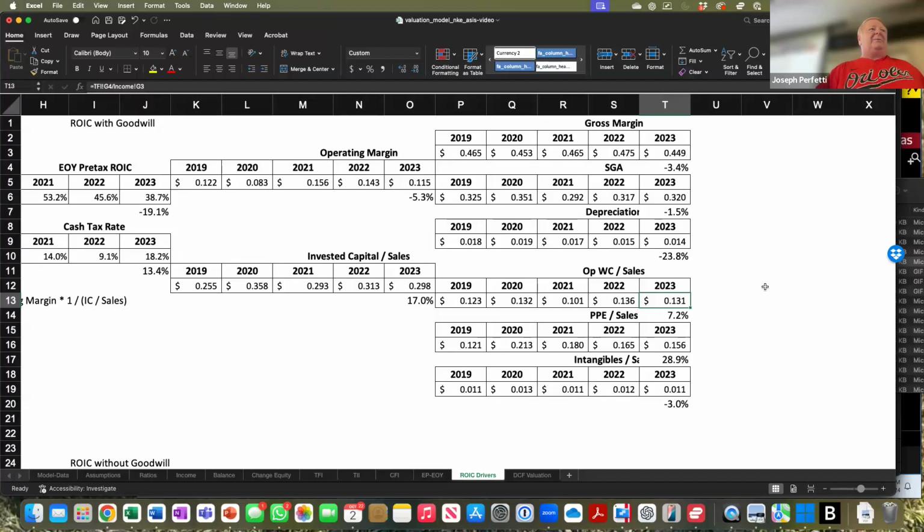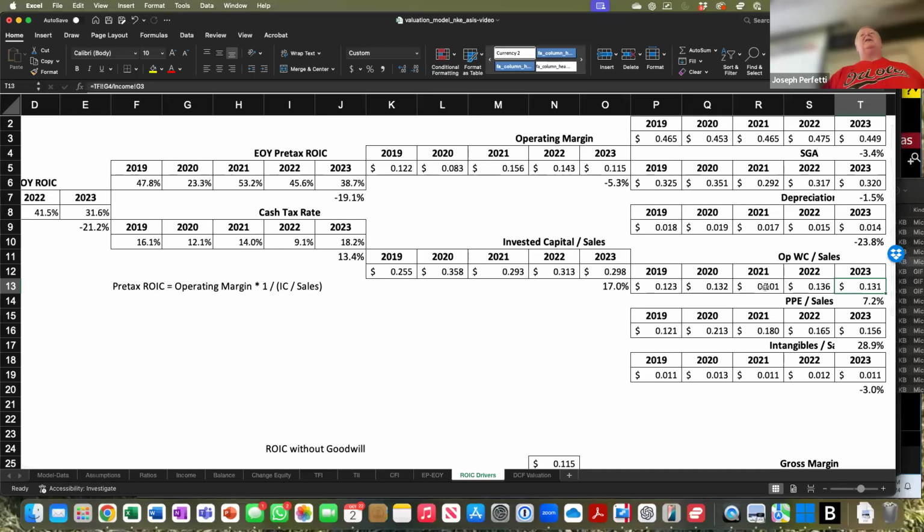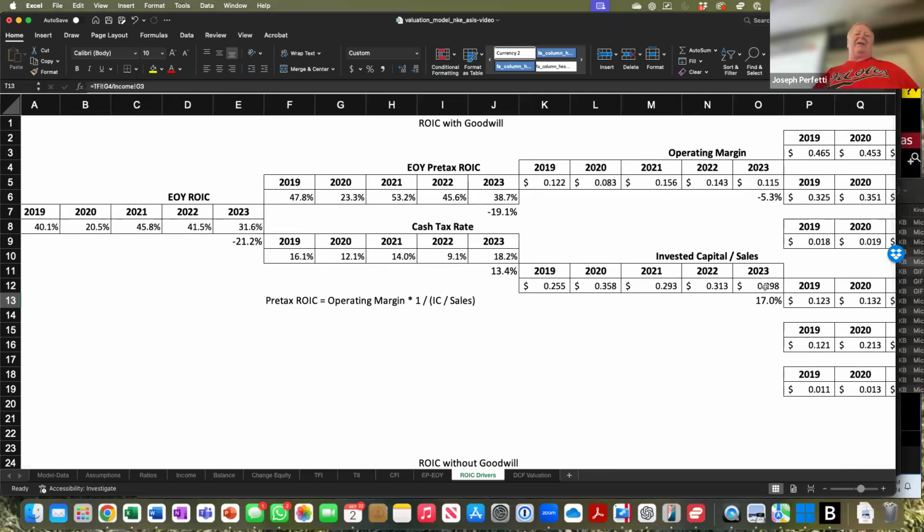So really, if I summarize, what really hurt Nike's invested capital to sales was the increase in PP&E to sales. They opened up a bunch of stores and facilities and didn't get the corresponding sales. And coupled with a drop in gross margin, they're not getting the same margin on their products. That led to the drop in operating margin, and the worsening invested capital to sales led to a drop in their pre-tax ROIC, which fell from 47.8 to 38.7, coupled with higher taxes from 16 to 18, led to an overall after-tax ROIC decrease from 41 to 31.6.